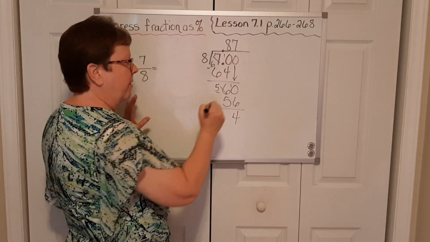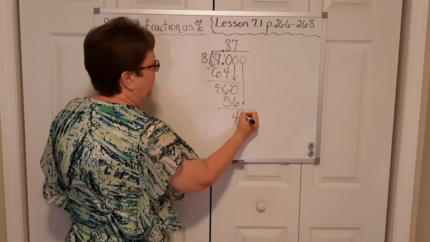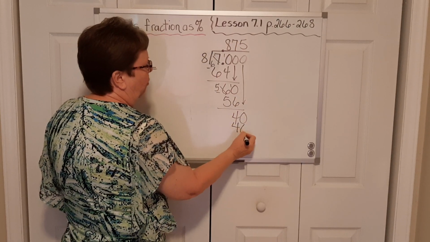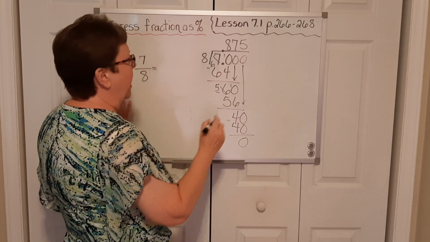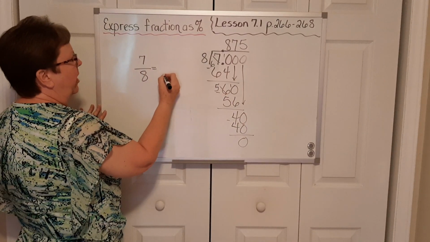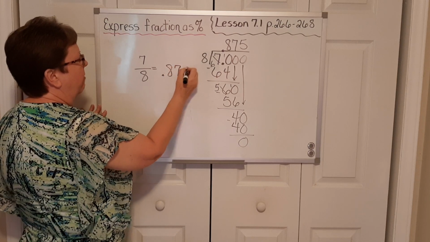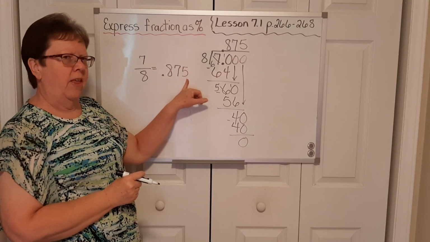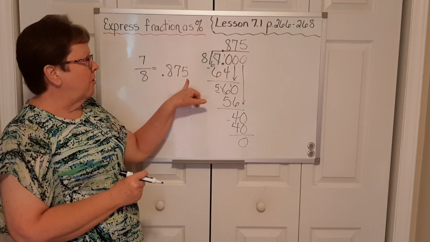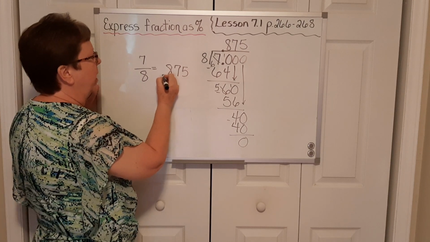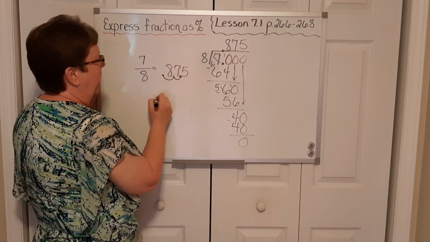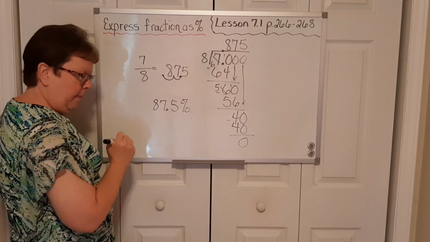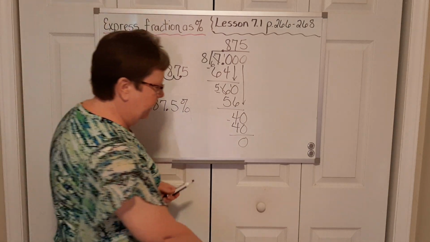Okay, still hasn't come out even. Let's try one more 0. See if we can get it to come out even. 8 goes into 40 5 times, so 8 times 5 is 40. Okay, now it came out even. So now we have 0.875. Now that's decimal form, because that's 875 thousandths. So to convert that to a percent, we just take our decimal point, move it 2 places to the right, and now we have 87.5%. Okay, so there's how to do that kind.